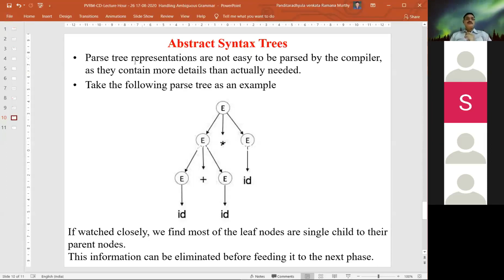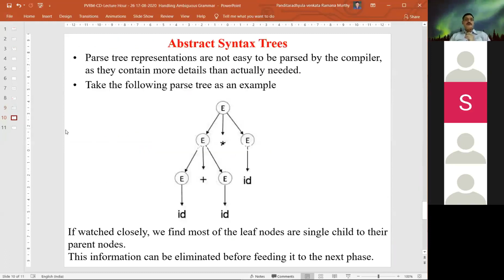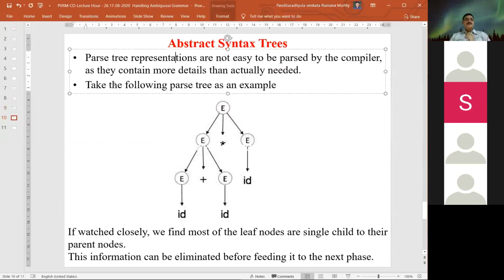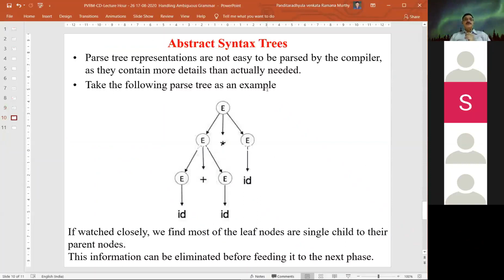So the parser error recovery is completed here. It is a small additional topic which we are going to expand in the coming classes. That is called abstract syntax trees. Here I told you about all possibilities: the parse tree which is closest to an error-free statement. That we can call an abstract syntax tree.